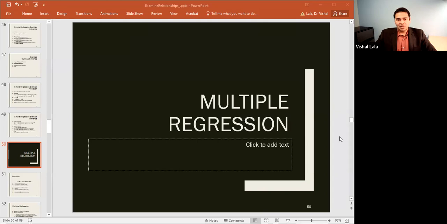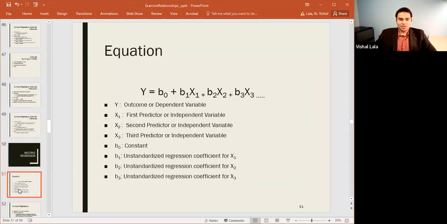Simple regression is a basic form of regression with just one independent variable. In practice, it's more common to see multiple regression being used because it's more practical. So the general form of the equation looks like this: y equals b0 plus b1 x1 plus b2 x2 plus b3 x3, where x1, x2, x3 are n number of independent variables, and b1, b2, b3, and so on are their respective regression coefficients, y being the dependent or outcome variable.